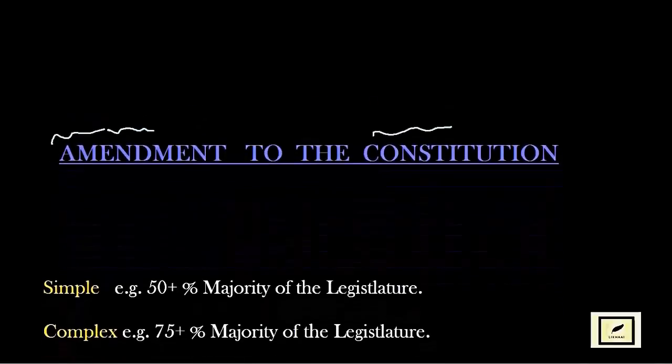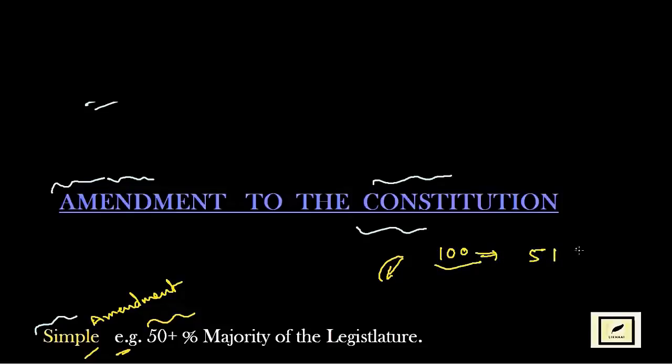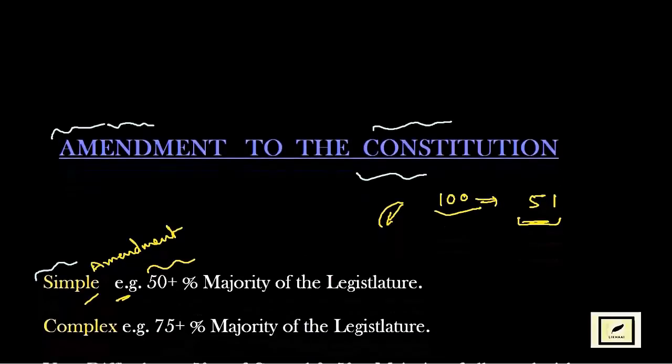To amend the constitution, there is a level of difficulty. The first case is a simple amendment, where for example, a 50% kind of majority of the legislature can change the constitution. Or let's say in a legislature there are 100 member of parliaments or 100 congress people. Then out of those 100, 51 people minimum are required to amend the constitution. Then that will be called as a simple amendment to the constitution.